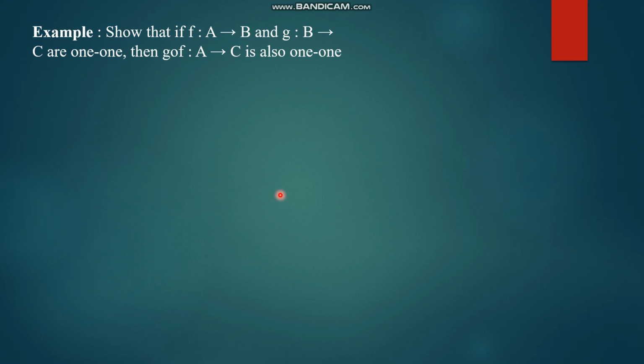We shall continue with the last session of functions. Let's take one more example, which is to be proved. Show that if f from A to B and g from B to C are 1-1, then g composite f from A to C is also 1-1. Now we will take it like this. We have to show that g composite f is 1-1.